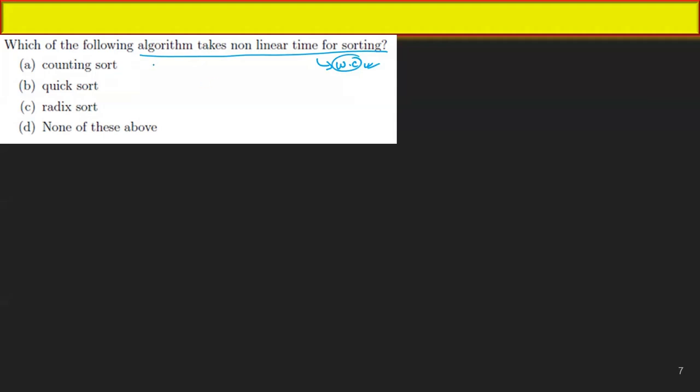For counting sort, it is order of n. For radix sort, it is again order of n. For quick sort, when the pivot is the leftmost or the rightmost element, you are going to have a skew-like structure where you get order of n square. Order of n square is not linear. Whenever you get a square, you call it polynomial. So non-linear is polynomial. So the answer is B.